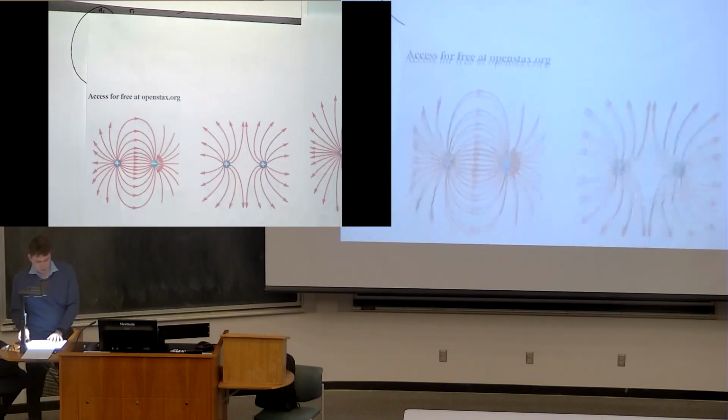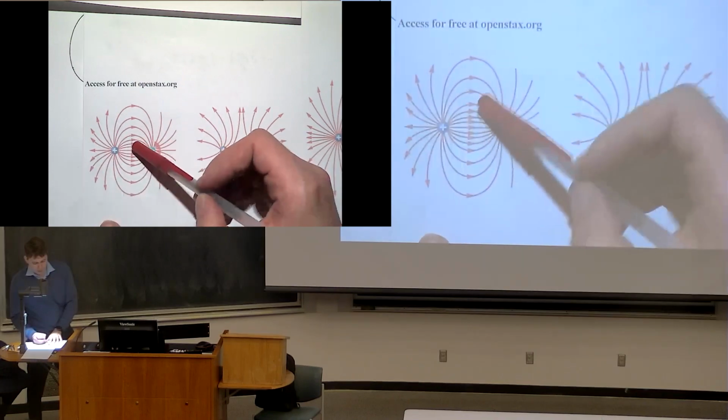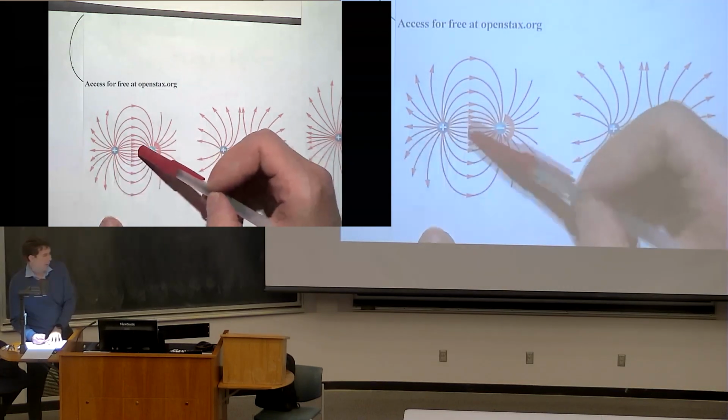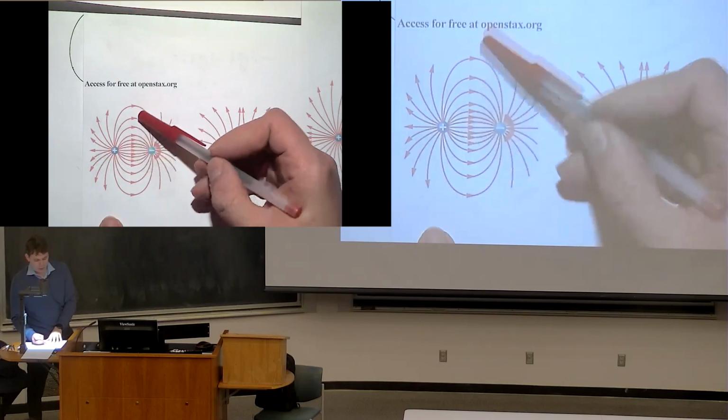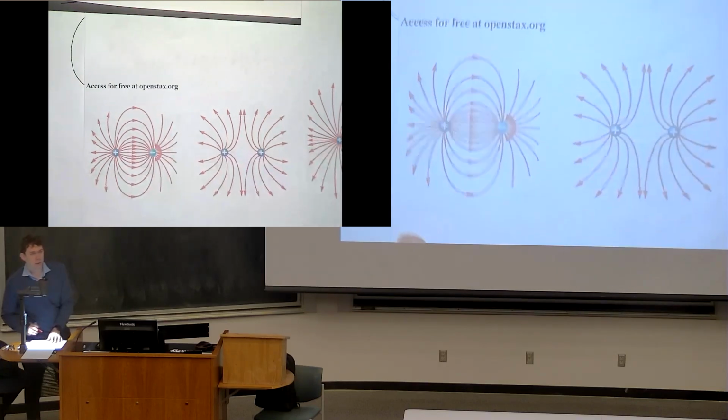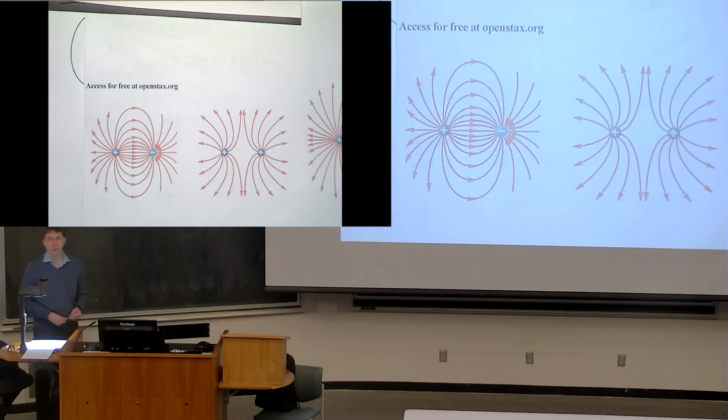That's why here we've got more lines, they're denser, so there's going to be a stronger electric field here than here. And again, that's a convention, but it's a bit arbitrary. All right?